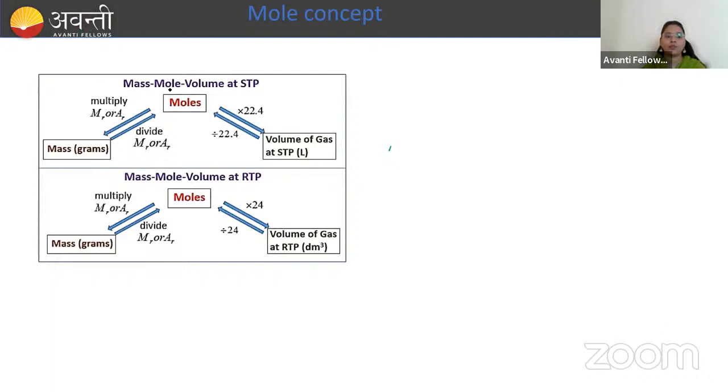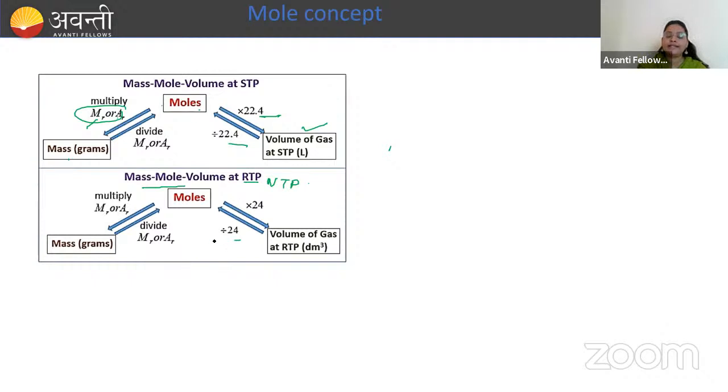Now see here, mass, mole, volume at STP, and mass, mole, volume at NTP. NTP means normal temperature and pressure. So here, if you are given moles and you want to find the volume of a gas, just multiply it by 22.4. If you have moles and you want mass, just multiply it by the atomic weight of a given atom or the molecular weight of a given molecule. Just like that, I have shown here the mass, mole, volume relationship at NTP. Same is the case, just instead of 22.4, here 24 is present.